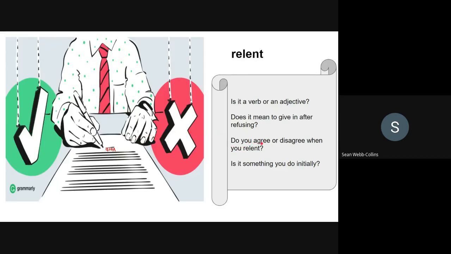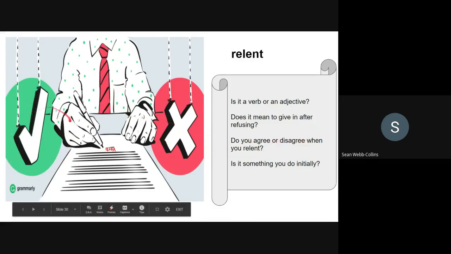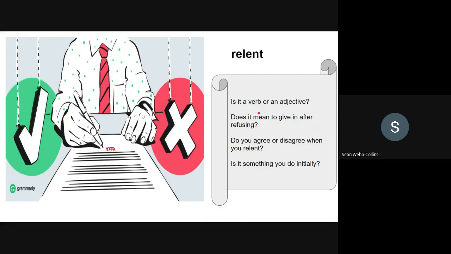Do you agree or disagree when you relent? That's right, you agree. If you relent, you agree to do something. If you relent, you are agreeing to do something.